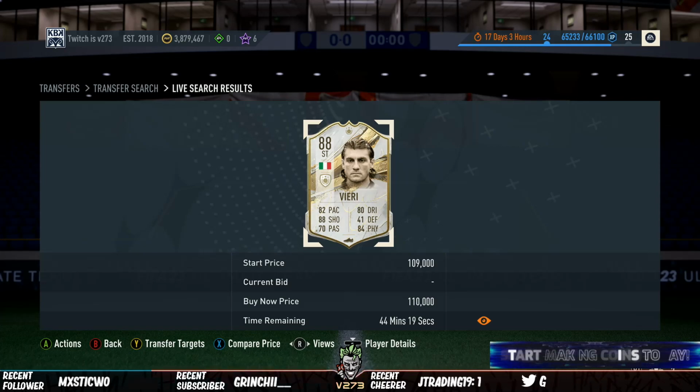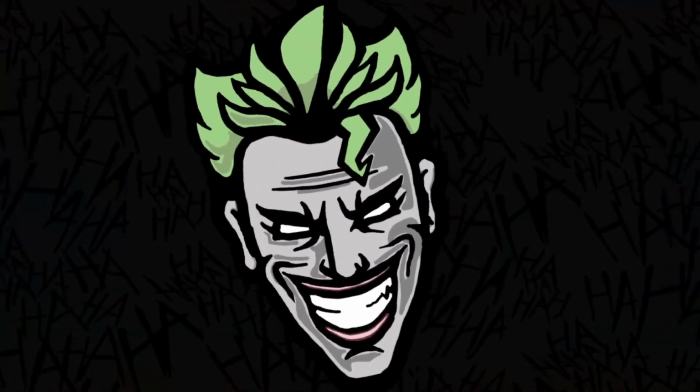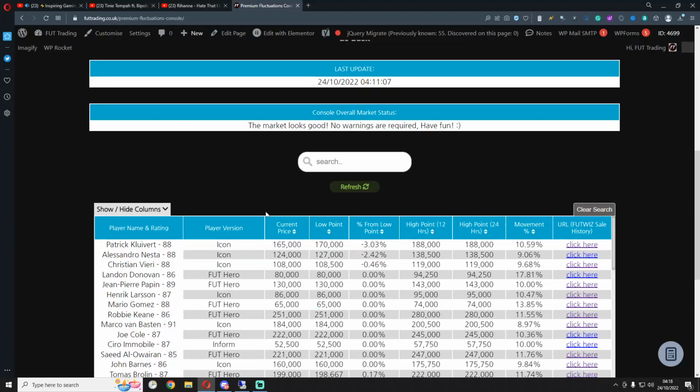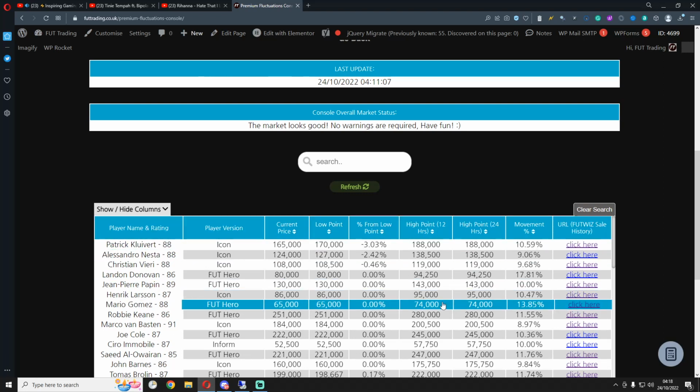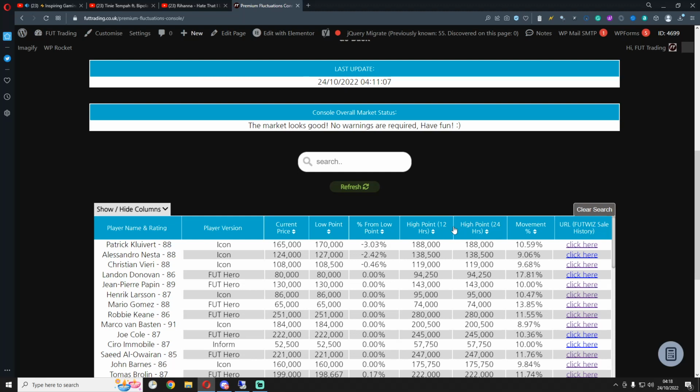So now what you need to go and do is, before anything, work out where you're going to sell this, because you can't just assume that every card will sell at its high point. You have two different high points here: a 12-hour and a 24-hour. The difference is, obviously, this is the highest point the card's been in 12 hours, and this is the highest point the card's been in 24.